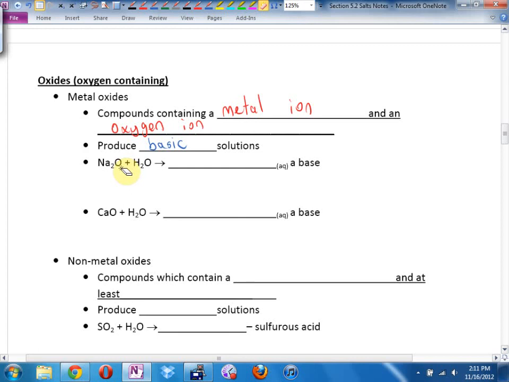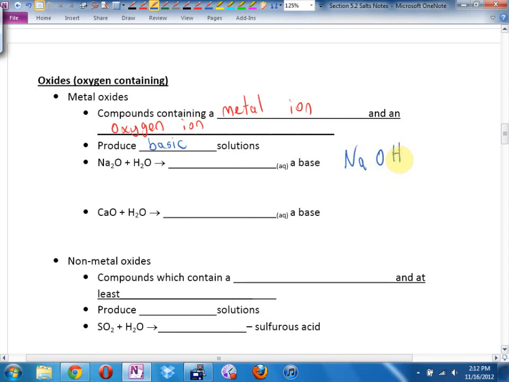What kind of an oxide? Metal or non-metal? What's Na? What's sodium? Are you clued in why I said it was smart to get the periodic table up, by the way? Sodium is a metal. This is a metal oxide plus water. So this is an equation, what I just described. They're going to combine. What are they going to combine into? They are going to combine into a base.